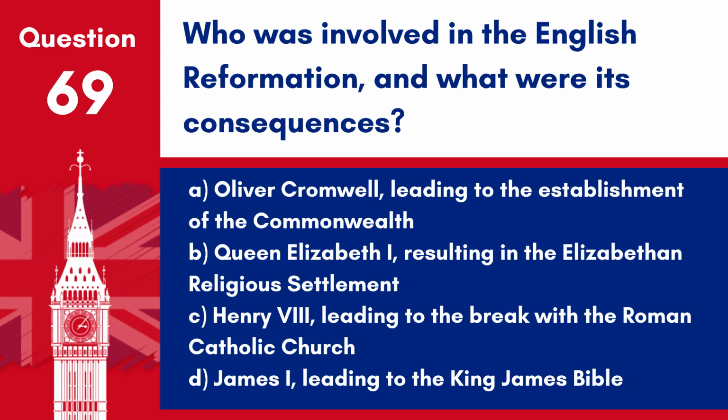Question 69. Who was involved in the English Reformation and what were its consequences? A. Oliver Cromwell, leading to the establishment of the Commonwealth. B. Queen Elizabeth I, resulting in the Elizabethan religious settlement. C. Henry VIII, leading to the break with the Roman Catholic Church. D. James I, leading to the King James Bible.